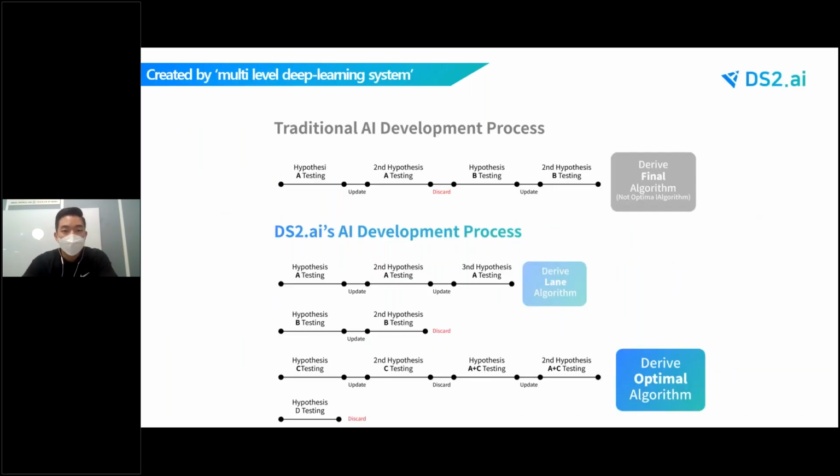So how can we use the AutoML process to develop high accuracy AI? We are using a multi-level deep learning system. DS2 AI's AI development process allows you to develop artificial intelligence by continuously repeating the testing of various hypotheses, discarding low accuracy test results, and searching for the optimal results. To make this possible, we have adopted a way to make the solution work using all three frameworks, including TensorFlow, PyTorch, and Keras.